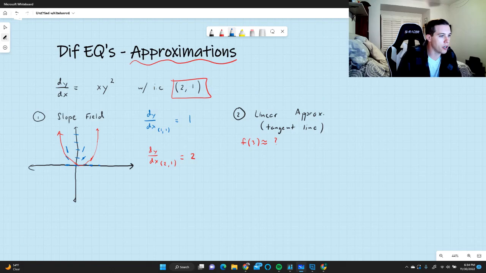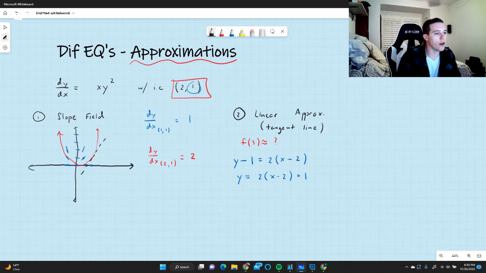So let's make our tangent line. y minus our y coordinate, which the given y coordinate is 1, equals the slope. Well, how do I find the slope? I plug my coordinate into the differential equation, and I get 2 times 1 squared, which is just 2, times x minus my x coordinate, which is 2. And then I isolate y. So I have created my tangent line. So essentially what I'm doing is this. If I actually go to my slope field picture, you're making a tangent line here.